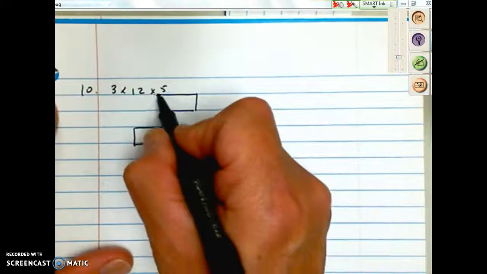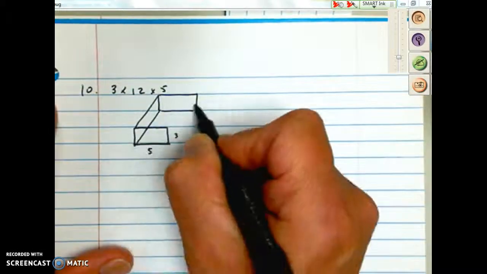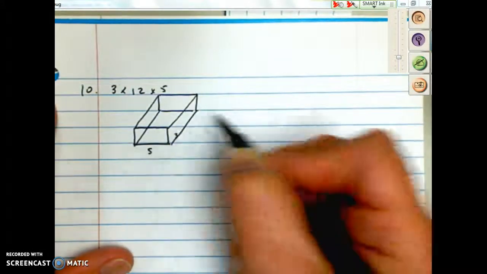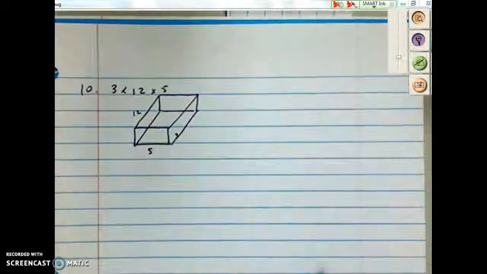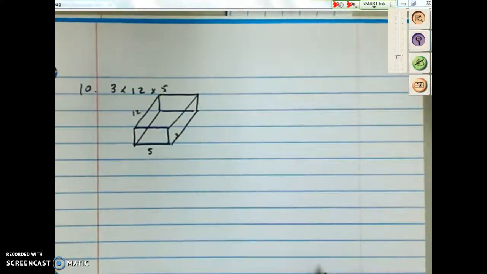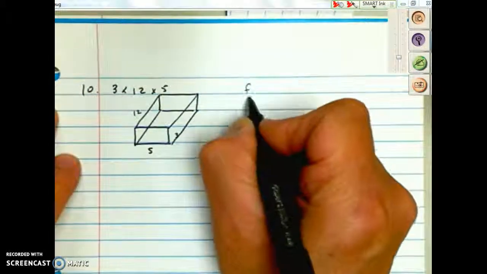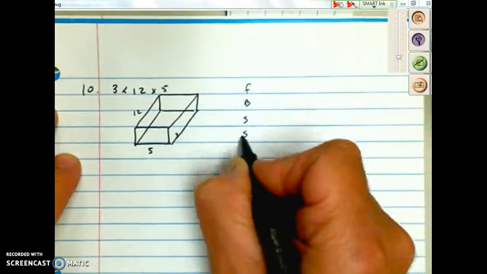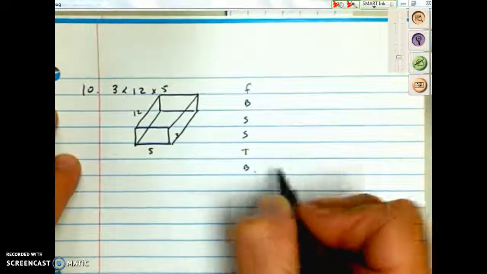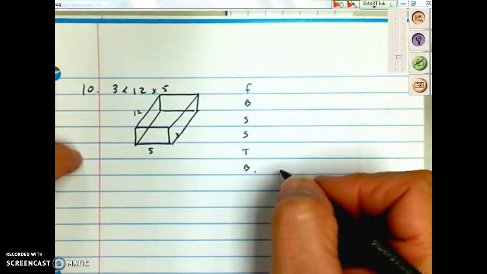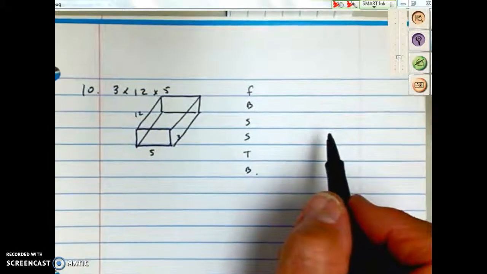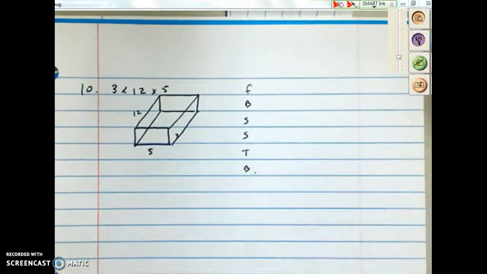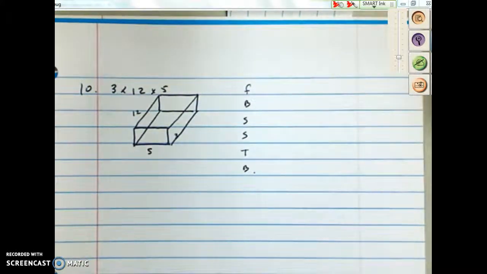So now we're going to connect the vertices. And so we have a 3 by 12 by 5 rectangular prism. And we want to find the surface area. So again, the front, the back, the side, the top, and the bottom. And we're going to add all those together. So once you have that drawn and have that done, then you can go on. I'm going to stop this. You can stop and work it out.